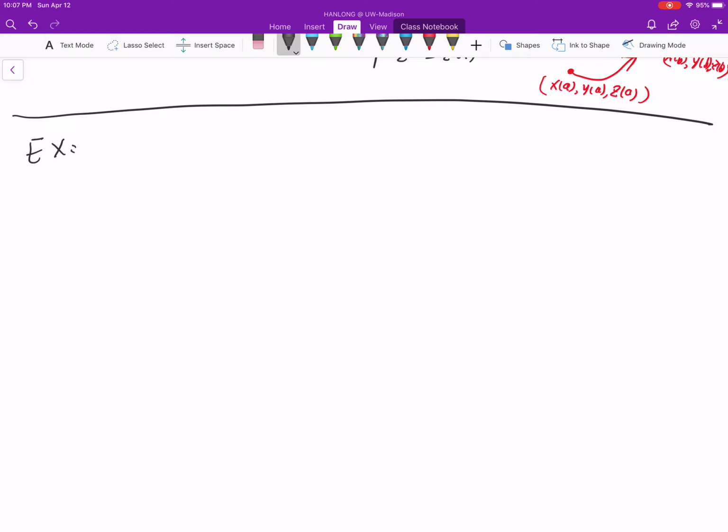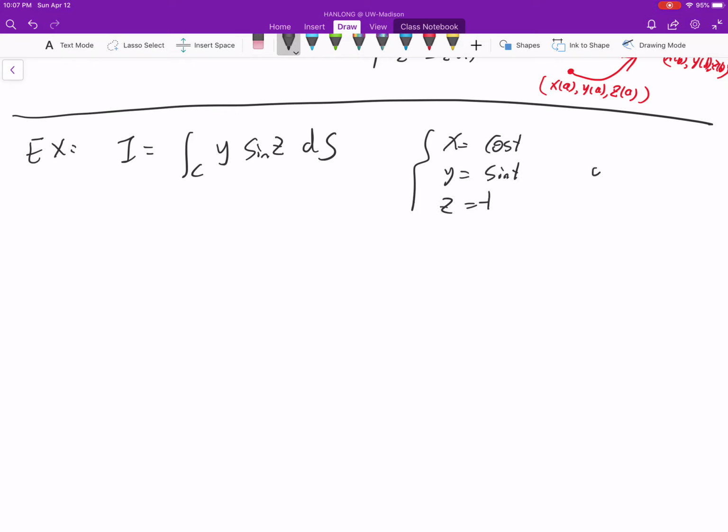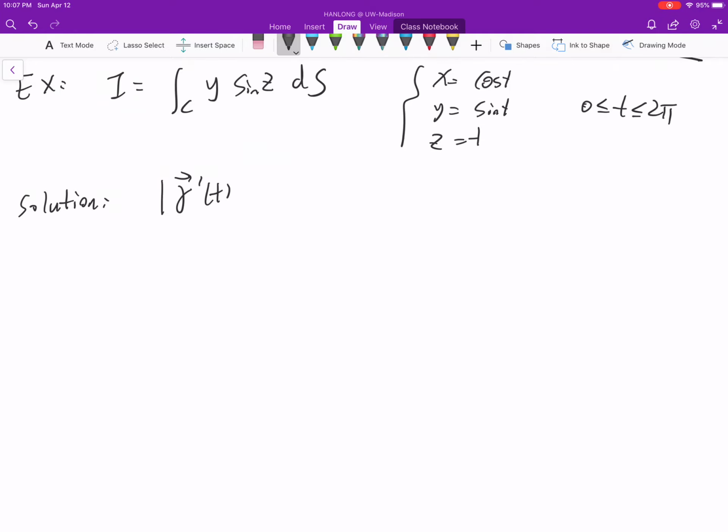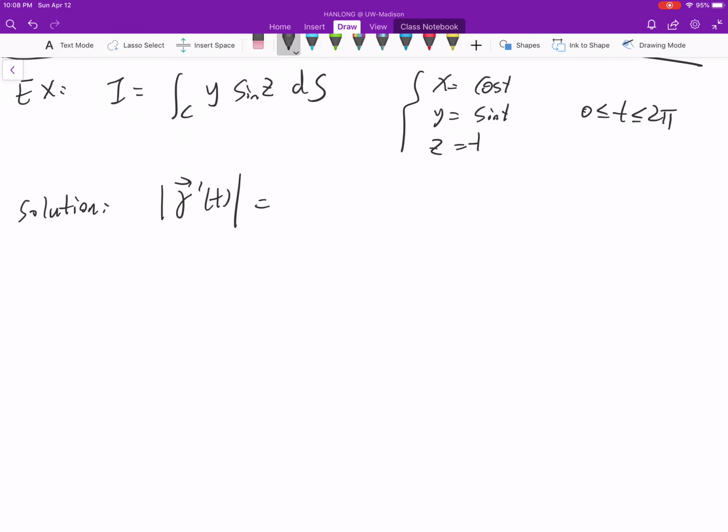Now let's look at a 3D problem: the integral of x sine z, y times sine z ds over C. So x is cosine t, y is sine t, z is t, and t is between 0 and 2 pi. And then the solution: you take gamma prime. We first need to compute ds. So ds is just the norm of gamma prime dt. That's why we want to calculate gamma prime.